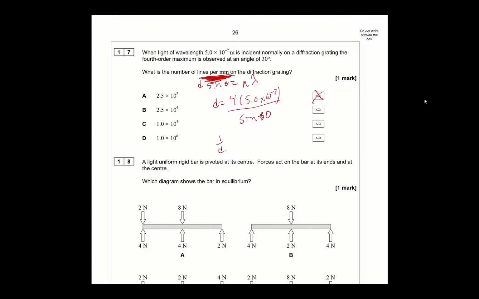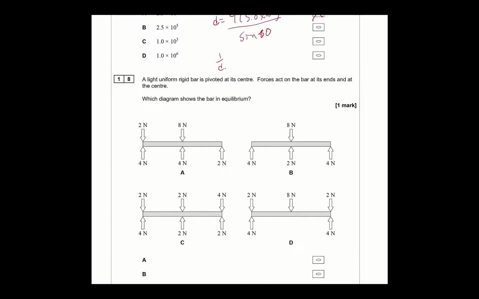Good. Okay, so a light uniform rigid bar is pivoted at its center. Force acts on the bar at its ends and center. Which one shows a bar in equilibrium? Okay. So, well, moments aren't balanced here. Forces aren't balanced here.